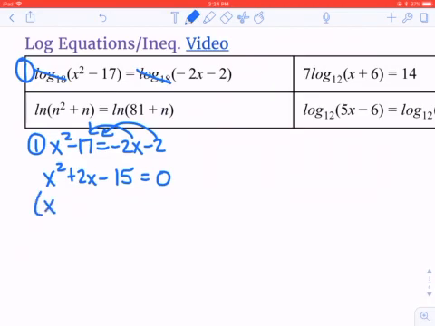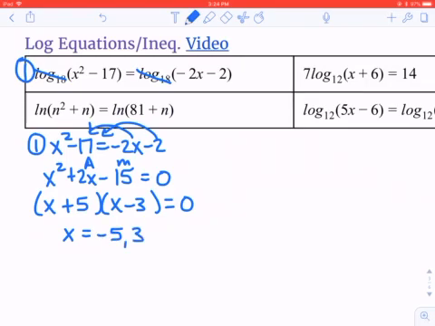Then I can factor that trinomial. I need to think of what will multiply to give me negative 15 and add to give me 2. So that would be 5 and negative 3. So from those factors, x would equal negative 5 and positive 3.